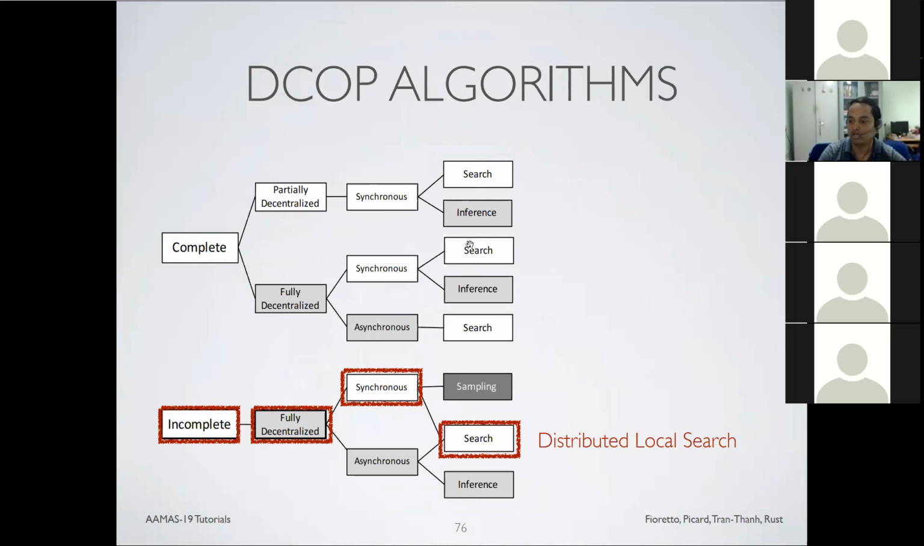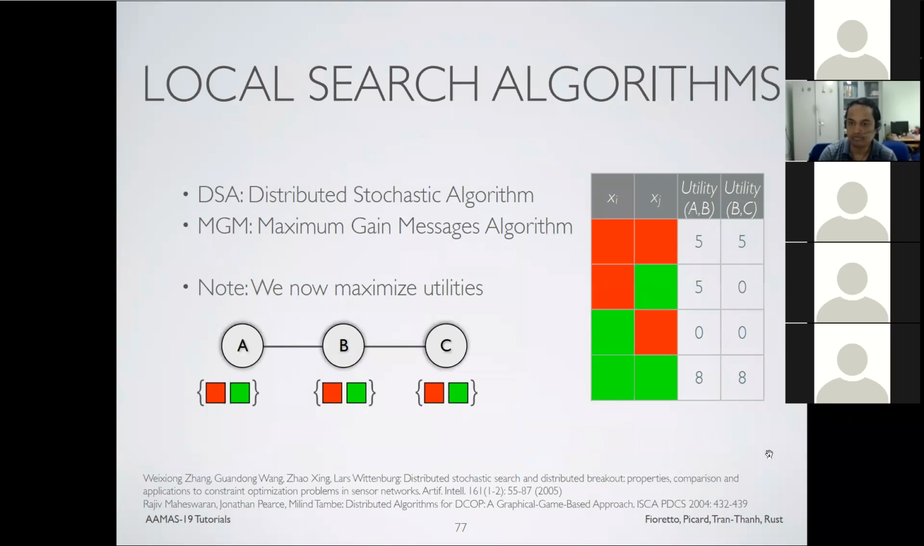Now I'll be coming to the incomplete algorithm. The name itself says the algorithm is incomplete. You cannot guarantee that it will give you the optimal result. We'll be discussing the synchronous search algorithm, which is called distributed local search. There are mainly two algorithms. One is DSA, the distributed stochastic algorithm. Another is the maximum gain message algorithm.